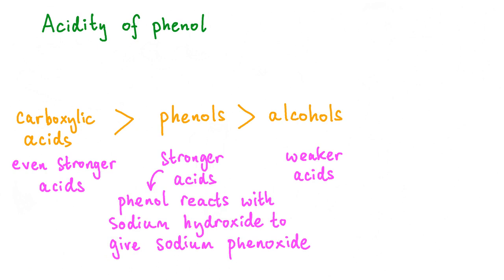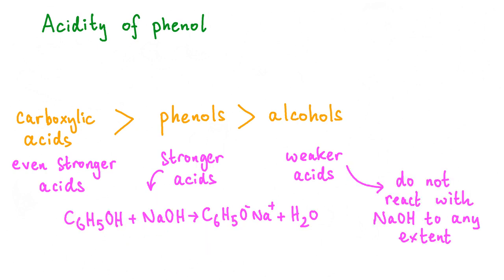Phenol reacts with sodium hydroxide to give sodium phenoxide. On the other hand, alcohols, such as ethanol, do not react with sodium hydroxide to any extent. If sodium hydroxide is added to ethanol, sodium ethoxide is not formed in any appreciable amount.